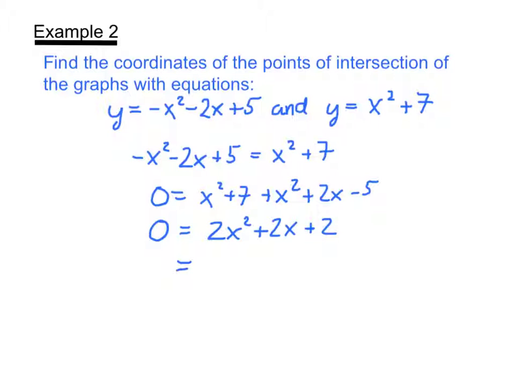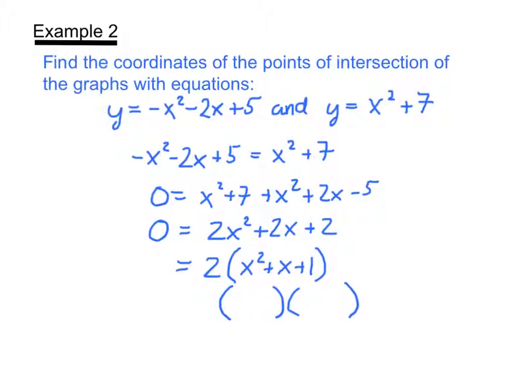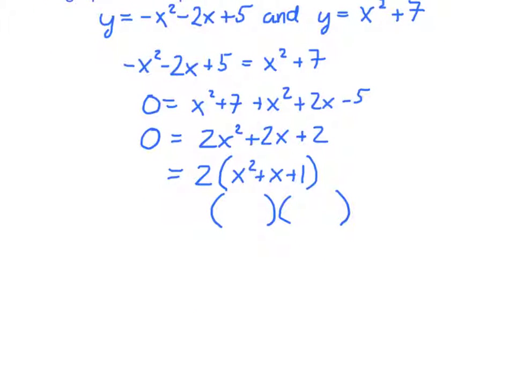Notice that we have a common factor in all three terms, which is a 2, so we can take that out. So I have 2 times x squared plus x plus 1. If I try to factor this, I might have a hard time. I'm not sure that I can find a factored form that fits this nicely. So if I don't think it's a really nice answer that's going to get me integers, let's switch to the quadratic formula.